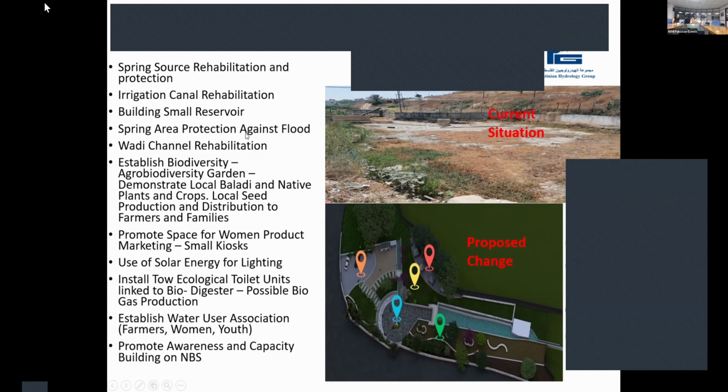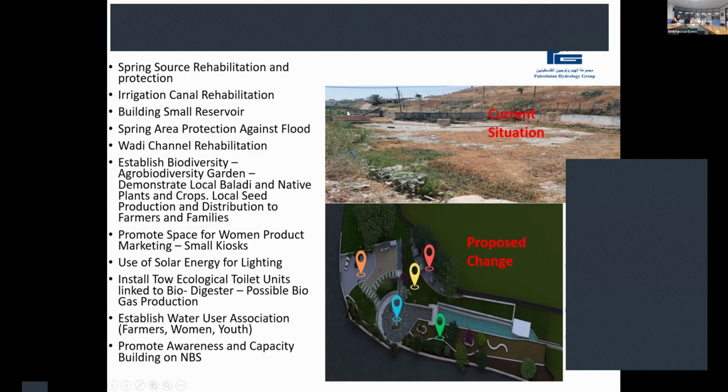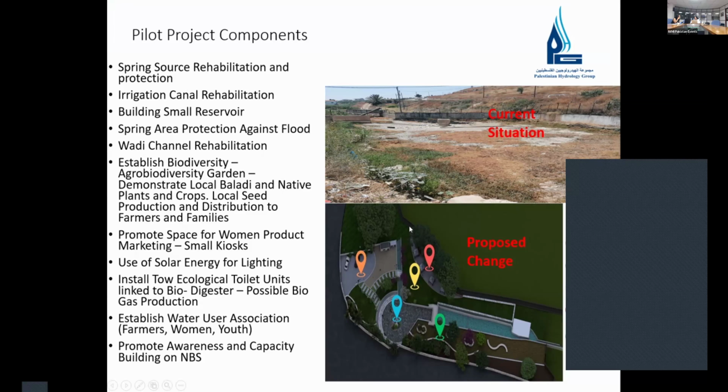We are also rehabilitating part of the irrigation canal that conveys the spring water downstream to the agricultural land. We are building a small reservoir here so that farmers can regulate the water allocation during the time that they need it. And then we are also providing protection against flooding to the spring source, so we are providing a channel embankment here. This wadi channel will also be used to discharge the excess flood water through here, so that it does not intrude into the spring area and cause demolition and problems.